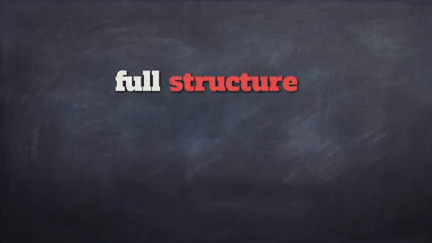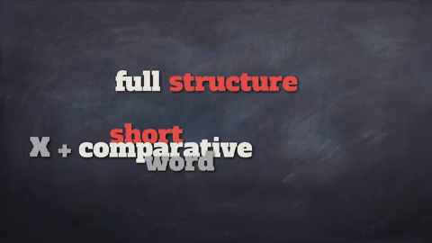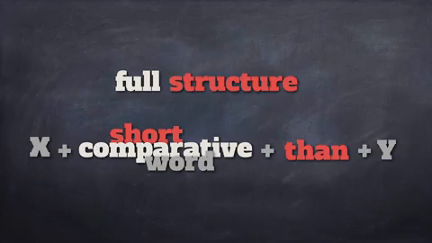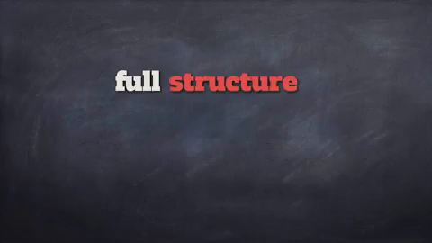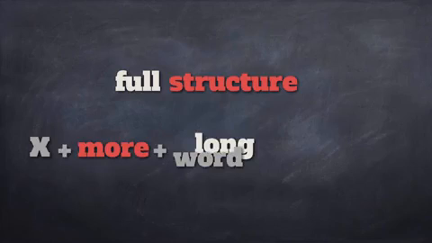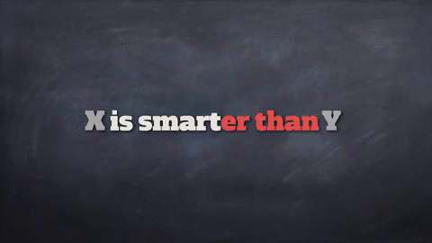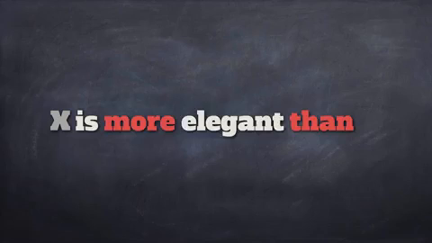The traditional complete structure of a comparative statement should have the following elements. Item X, a comparative short word, than, item Y, or item X, more, long word, than, and item Y. X is smarter than Y. X is more elegant than Y.